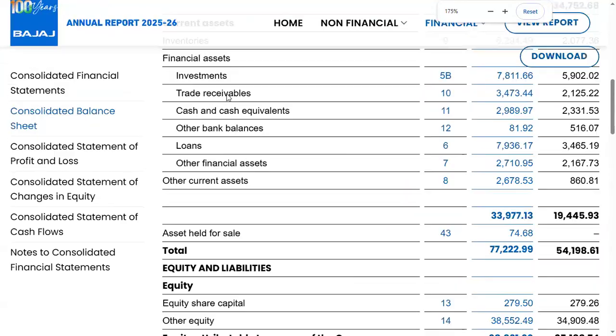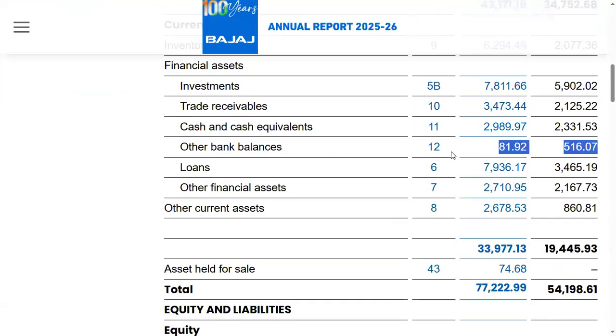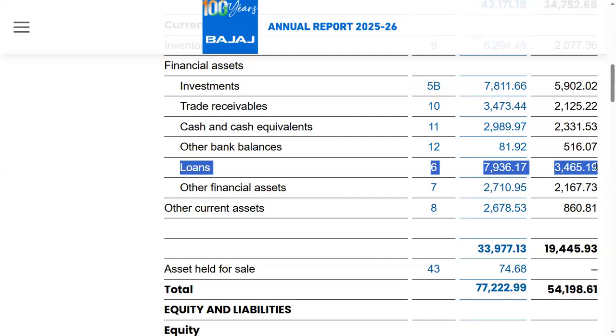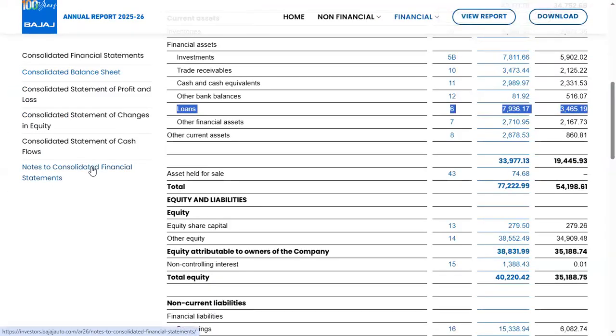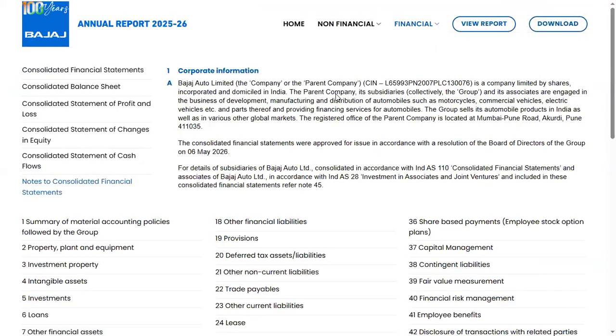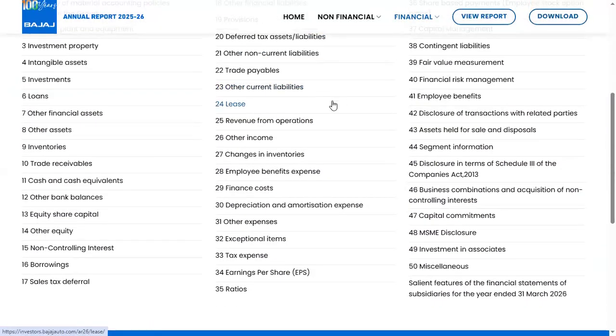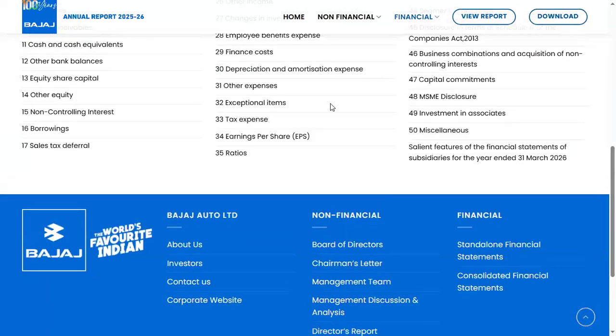Let me zoom it for you. It is mentioned as loans, and let's forget the invoices. It was something 7,936, and now the loans in the second year are 3,465. Now, how will I understand which loan, why the loan is taken, and how the loans are dispersed? In that case, there are notes to the financial statements, and these notes are nothing but the disclosures.